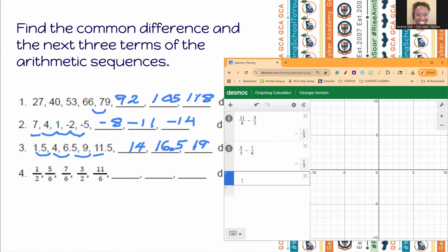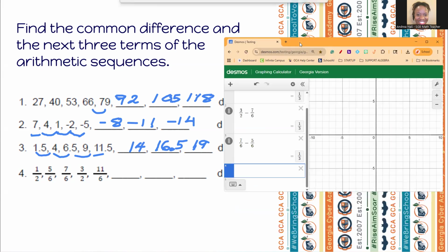Again, I can turn that into a fraction. Then I'm going to say 7 divided by 6. Get out of that denominator. Minus 5 divided by 6. And I click on this right here so I could get the fraction. And then 5 divided by 6. Get out of that denominator. Minus 1 divided by 2. And there you have it.